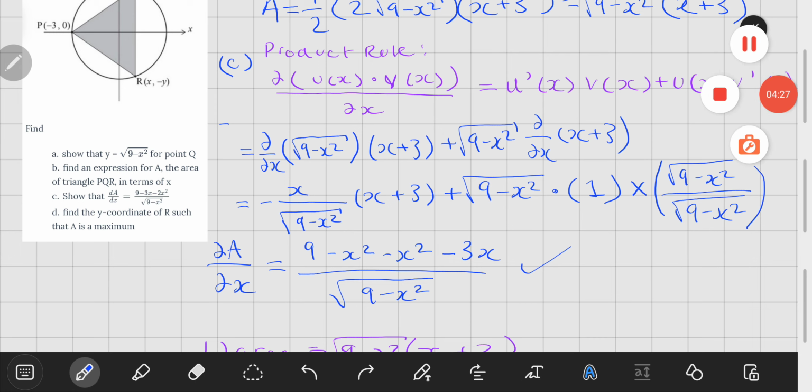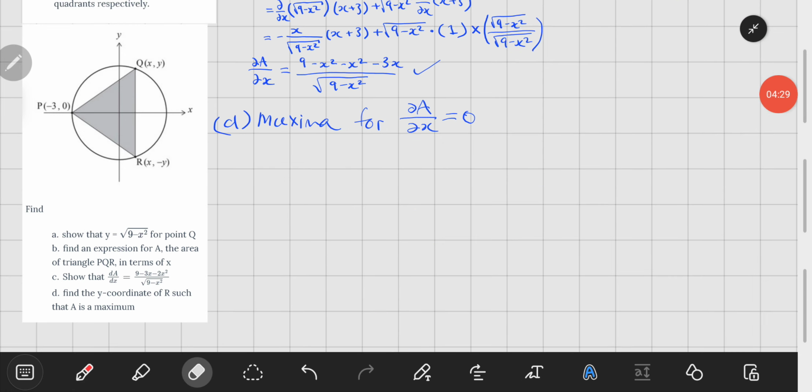So now on to our next question, D. We're asked to find the y coordinate of R such that A is the maxima. So we know that a maxima for any function means that the rate of change should equal 0.